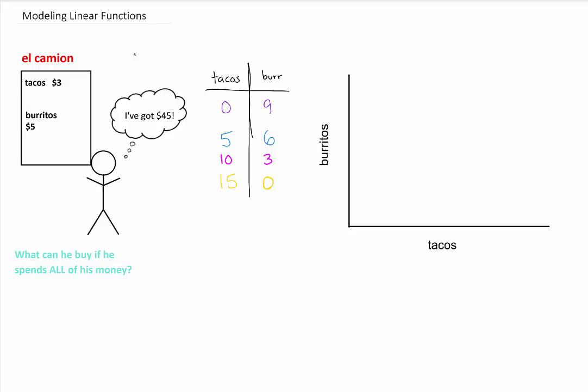In fact, here's a list of the options that one of my classes came up with. They said, well, he could buy 0 tacos and 9 burritos if he really likes burritos. And he could also buy 15 tacos and 0 burritos if he really likes tacos. And this goes to show that those 2 points, those 2 options, those 2 pairs are really easy ones to find. It's much harder for us to figure out 5 tacos and 6 burritos, but it's certainly not impossible.